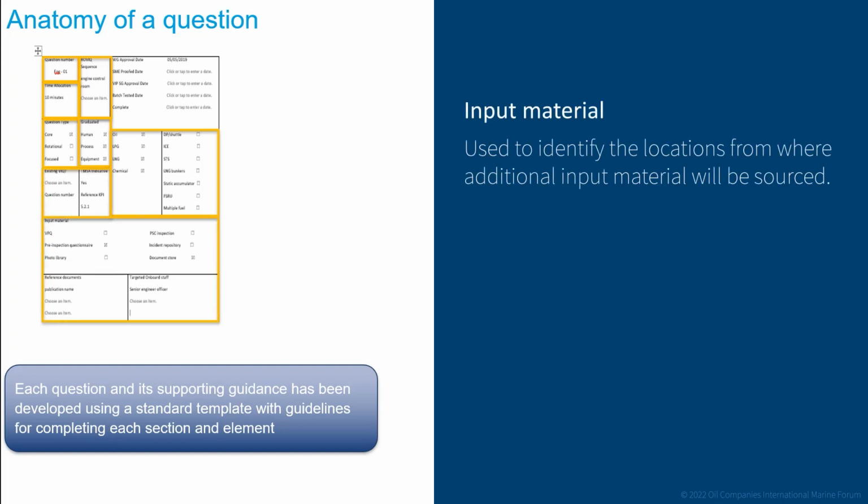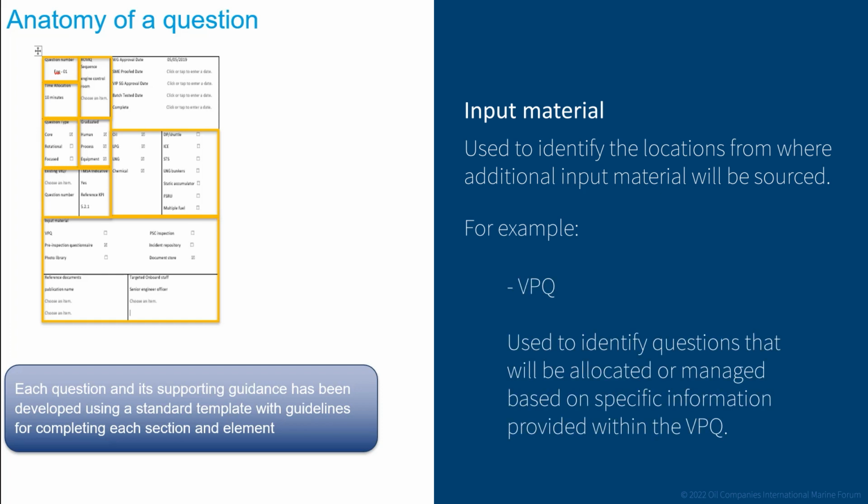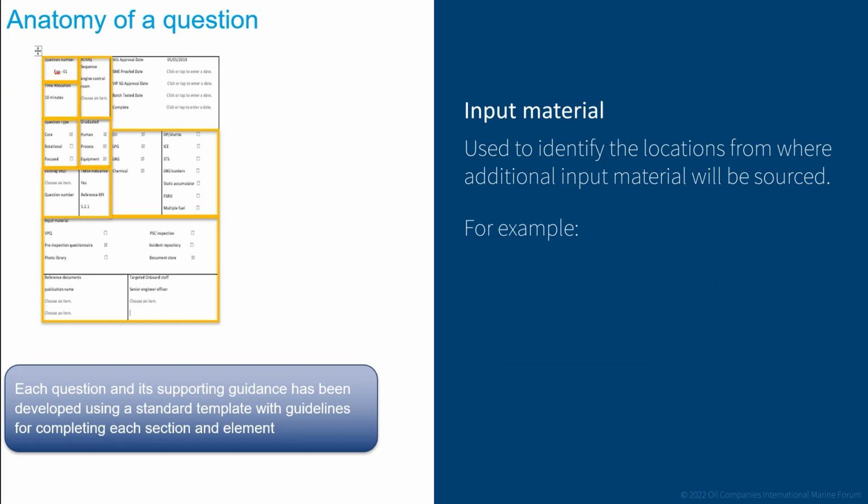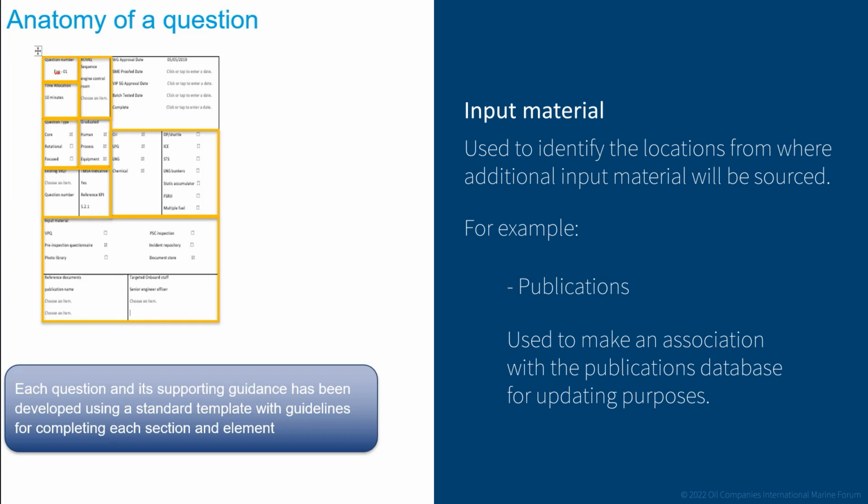Input material, used to identify the locations from where additional input material will be sourced. For example, Vessel's Particulars Questionnaire, VPQ, used to identify questions that will be allocated or managed based on specific information provided within the VPQ. PSC Inspection Repository, used to provide a link to search for data in the OCIMF PSC repository. Publications, used to make an association with the publications database for updating purposes.